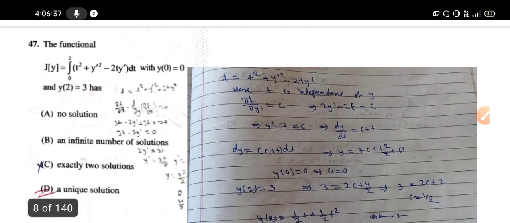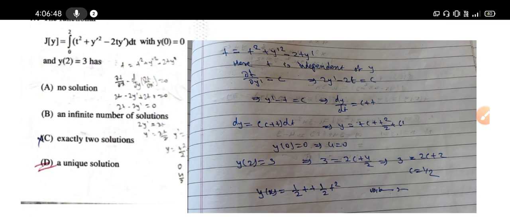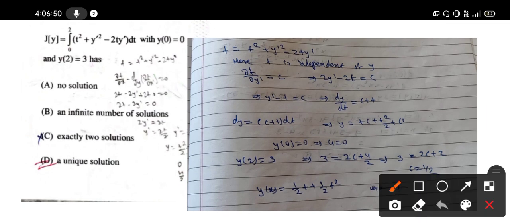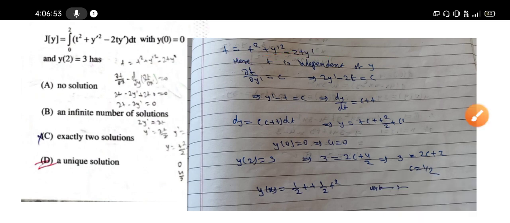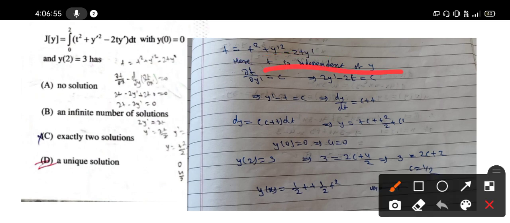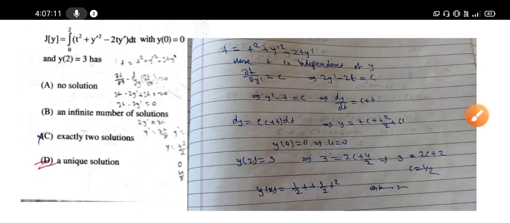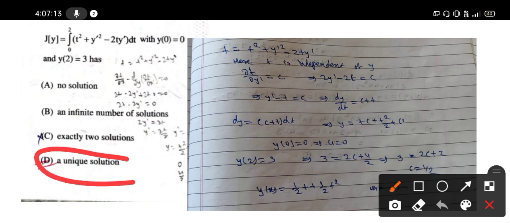Next question. The functional J of y is the integral from 0 to 2 of t square plus y dash square minus 2t y dash dt, with y of 0 equal to 0 and y of 2 equal to 3. In this functional in the calculus of variations, f is independent of y, so find dou f by dou y dash equal to c, put this value and differentiate. Finally we get y of t equal to 1 upon 2 plus 2t plus 1 upon 2 t square. That is a unique solution. So option D is correct.